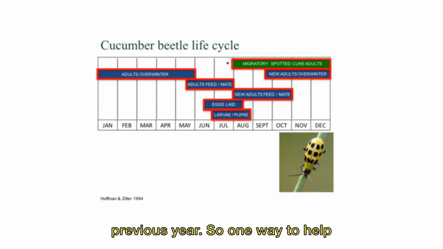So one way to help manage these is don't leave a lot of squash waste in your fields. Dispose of it. Either chop it up with a flail mower, compost it. Just don't leave it laying around. They come out in May or June, depending where you're at. The adults will feed and mate at that point, and then they lay their eggs.